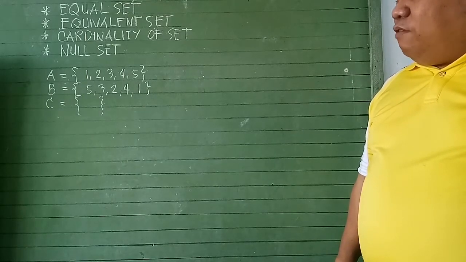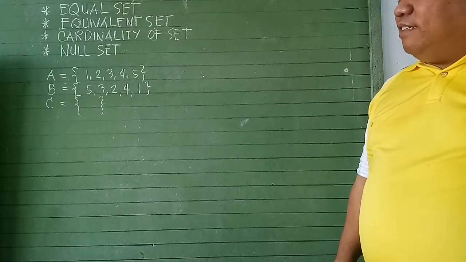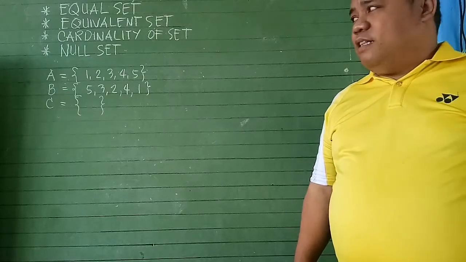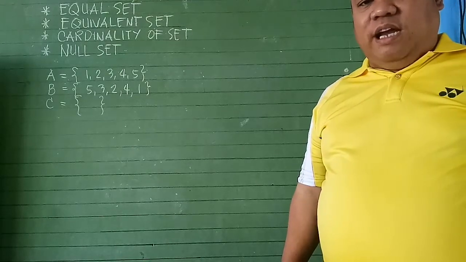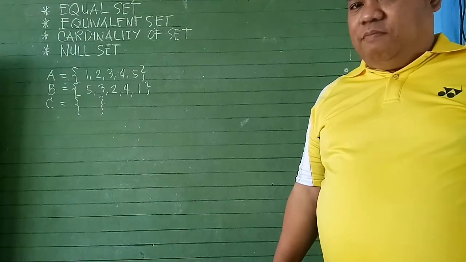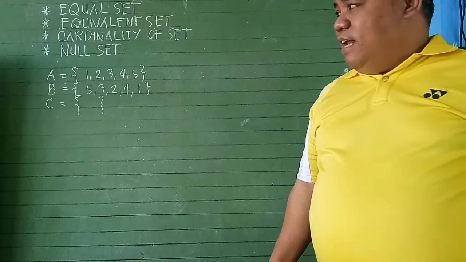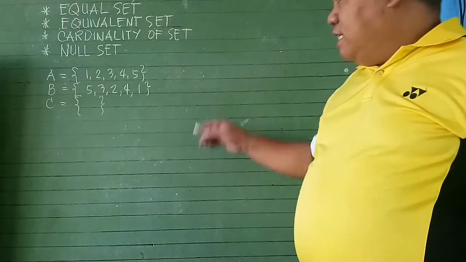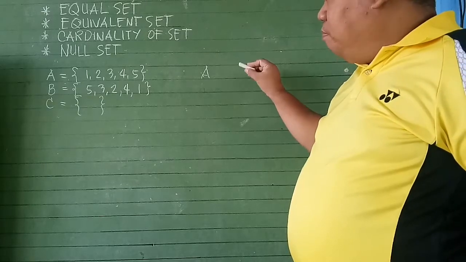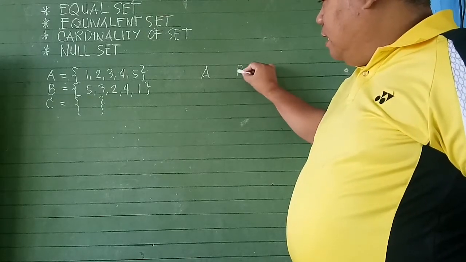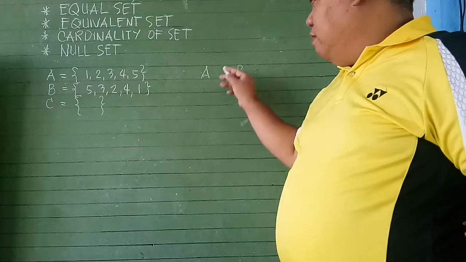Now let us discuss these particular terms that we are going to use in these lessons: equal set, equivalent set, cardinality of set, and null set. What is an equal set? When I say equal set, it means that all the elements that can be found in a set can be found in the other set. Let's say here, set A and set B are called equal sets.